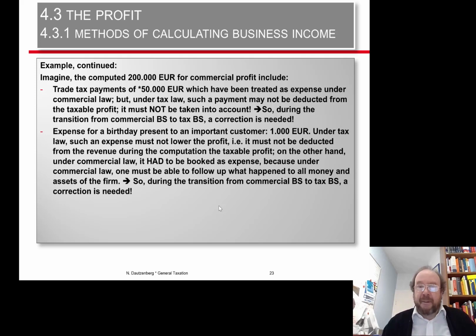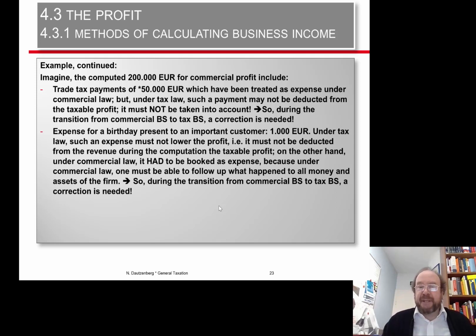Now, under tax law, trade tax payments don't lower the trade tax and the tax profit at all. So you have to ignore that payment for computing the tax profit, because it makes no sense to lower tax basis by tax payments. And you also had an expense for a birthday present to an important customer. You wanted to create a nice atmosphere of friendship, and so that customer in the future also places some nice orders again. It's your firm.